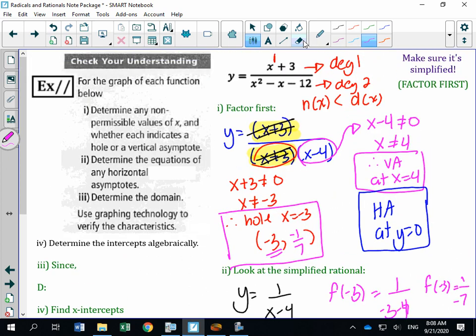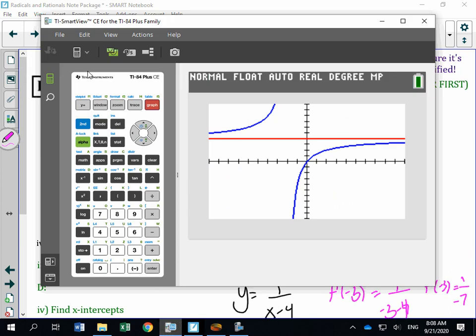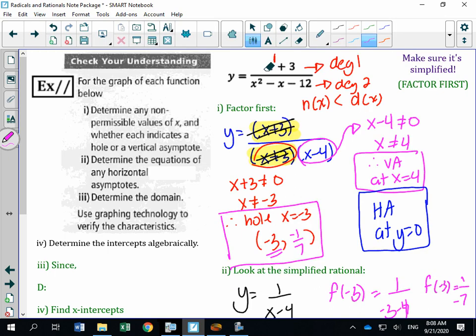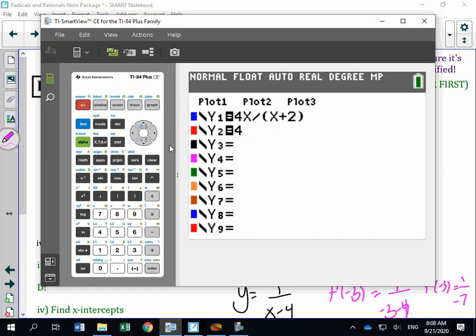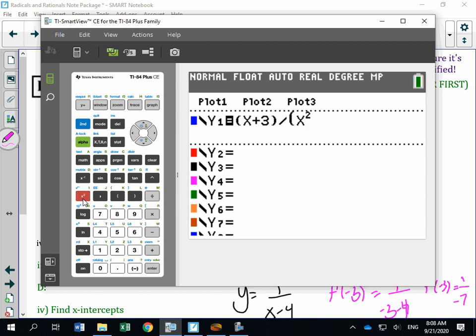If you wanted me to graph it, I'll show you what the graph looks like first of all. Remember that I'm going to put the numerator in its own bracket, and the denominator in its own bracket. So let's see what this rational function looks like. Open bracket, x plus 3, close that bracket, divided by x squared minus x minus 12.